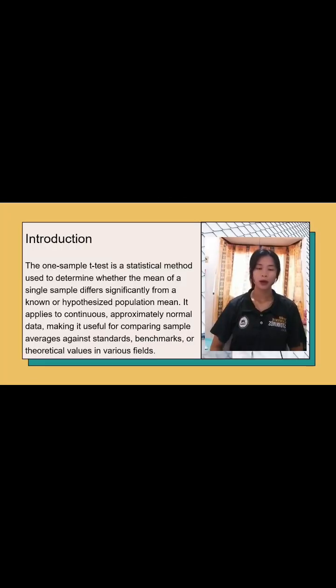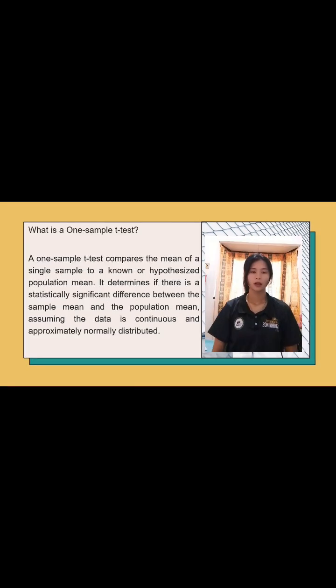Introduction of one sample t-test. The one sample t-test is a statistical method used to determine whether the mean of a single sample differs significantly from a known or hypothesized population mean. It is applied to continuous, approximately normal data, making it useful for comparing a sample average against a standard, benchmark, or theoretical value in various fields.